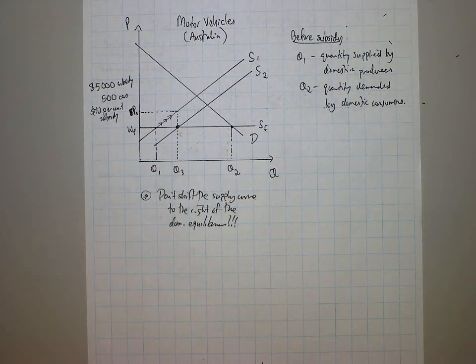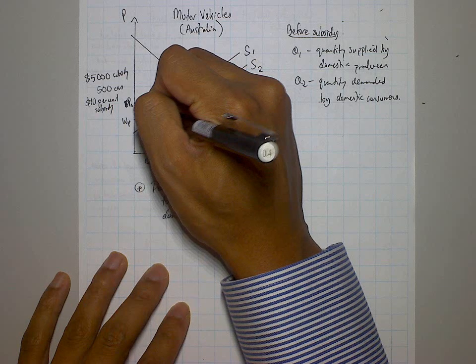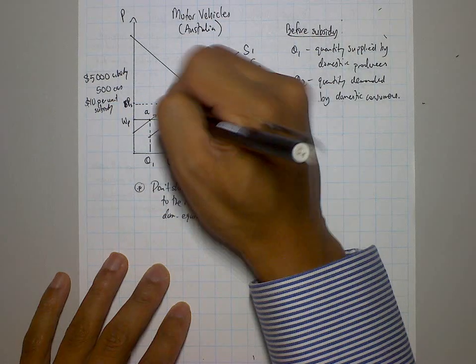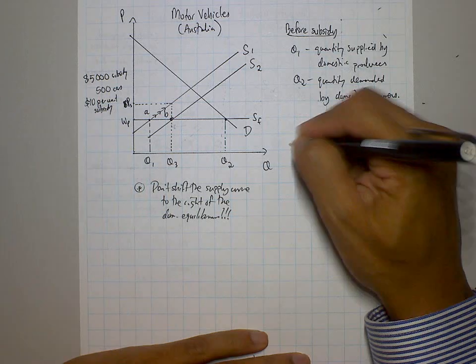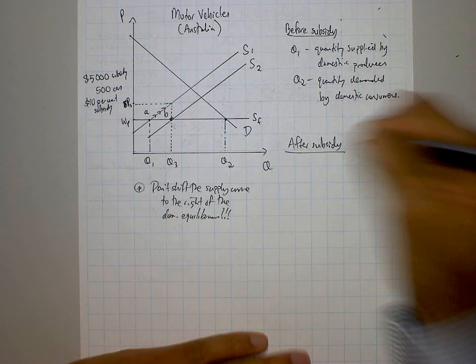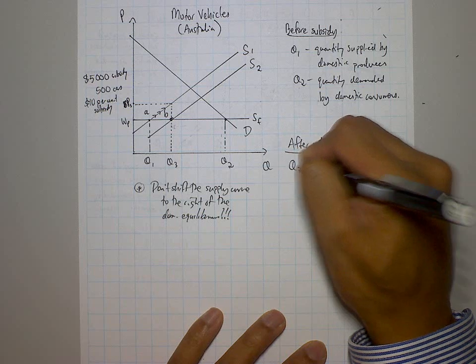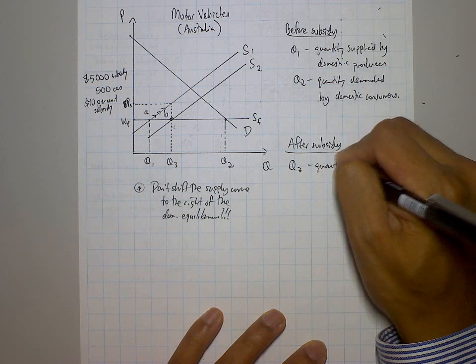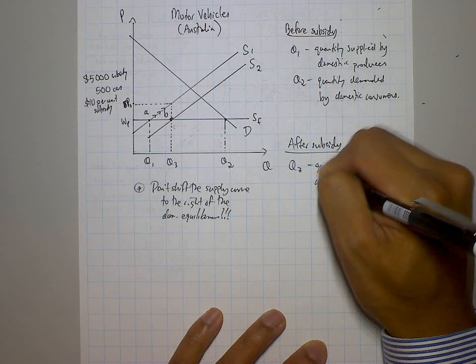Okay, so now what I'm going to do is I'm going to label some areas. So first area is going to be A over here, second area is going to be B over here, and I want you to put down after subsidy here. So first things first, we want to put down how much producers are willing to supply now. So Q3 is the new quantity supplied by domestic producers.